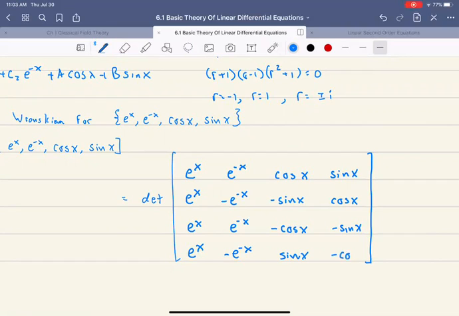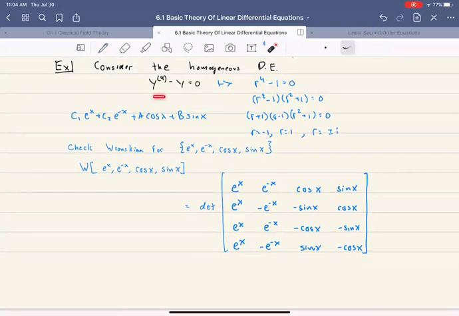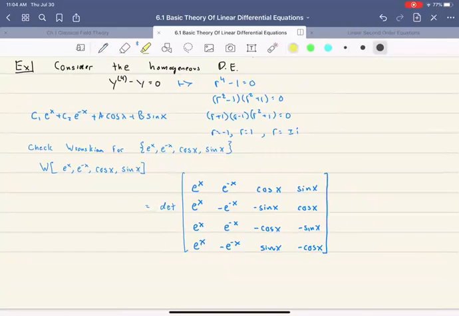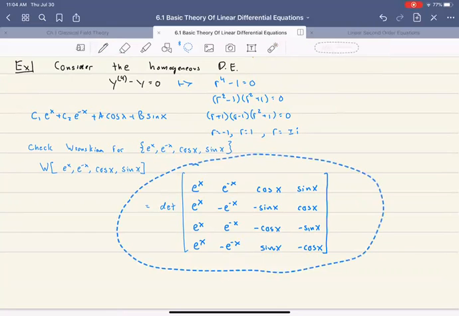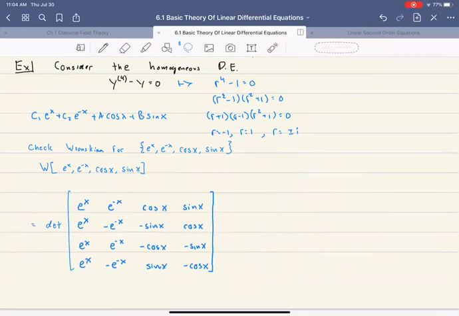negative cosine x. Oh man, if I had to take the determinant of this, even with a computer algebra system, it's going to be a pain. But I don't have to. I just have to do it at some point, right? I really have no discontinuity, so I'm going to take it at 0. So I'm going to do this at x equals 0.